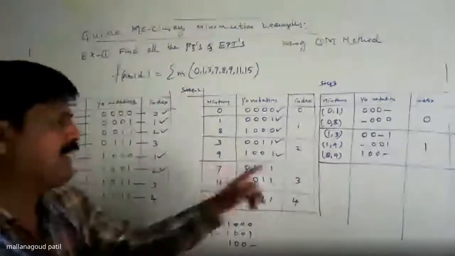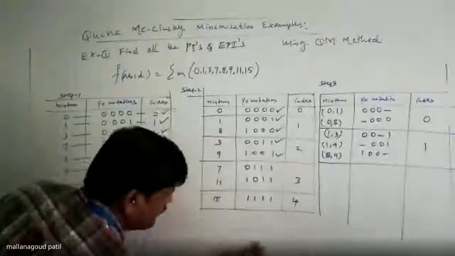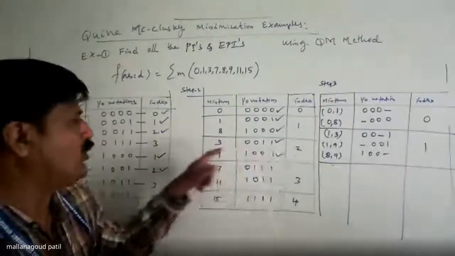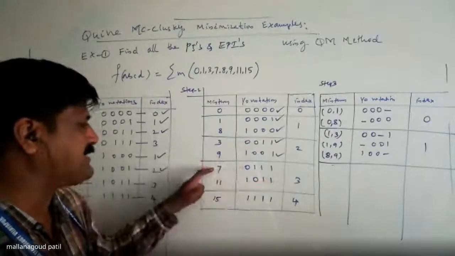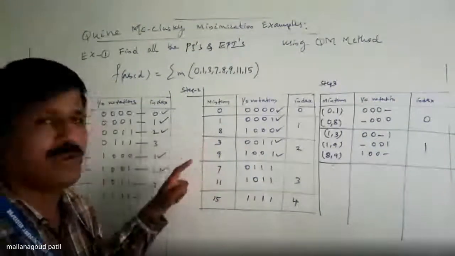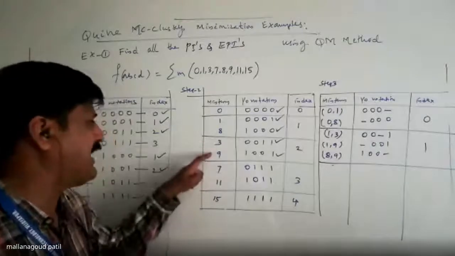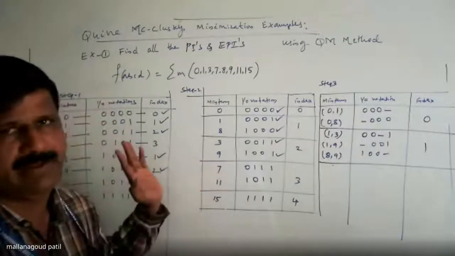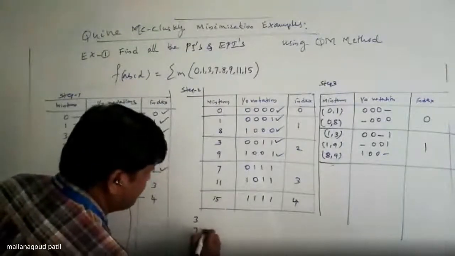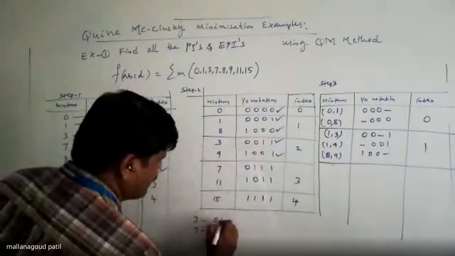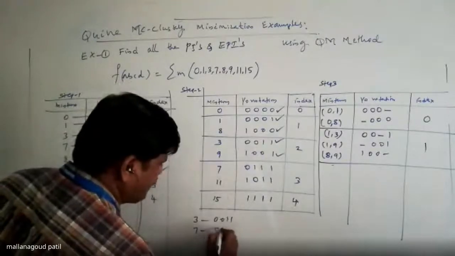Similarly, you can go for 2 to 3. When you go for 2 to 3, for index 2 the prime implicants are 3 and 9. For index 3, the prime implicants are 7 and 11. You compare for all: 3 to 7, 3 to 11. Similarly, 9 to 7 and 9 to 11. I can do first 3, comma 7. The 3 representation will be 0, 0, 1, 1. 7 representation will be 0, 1, 1, 1.